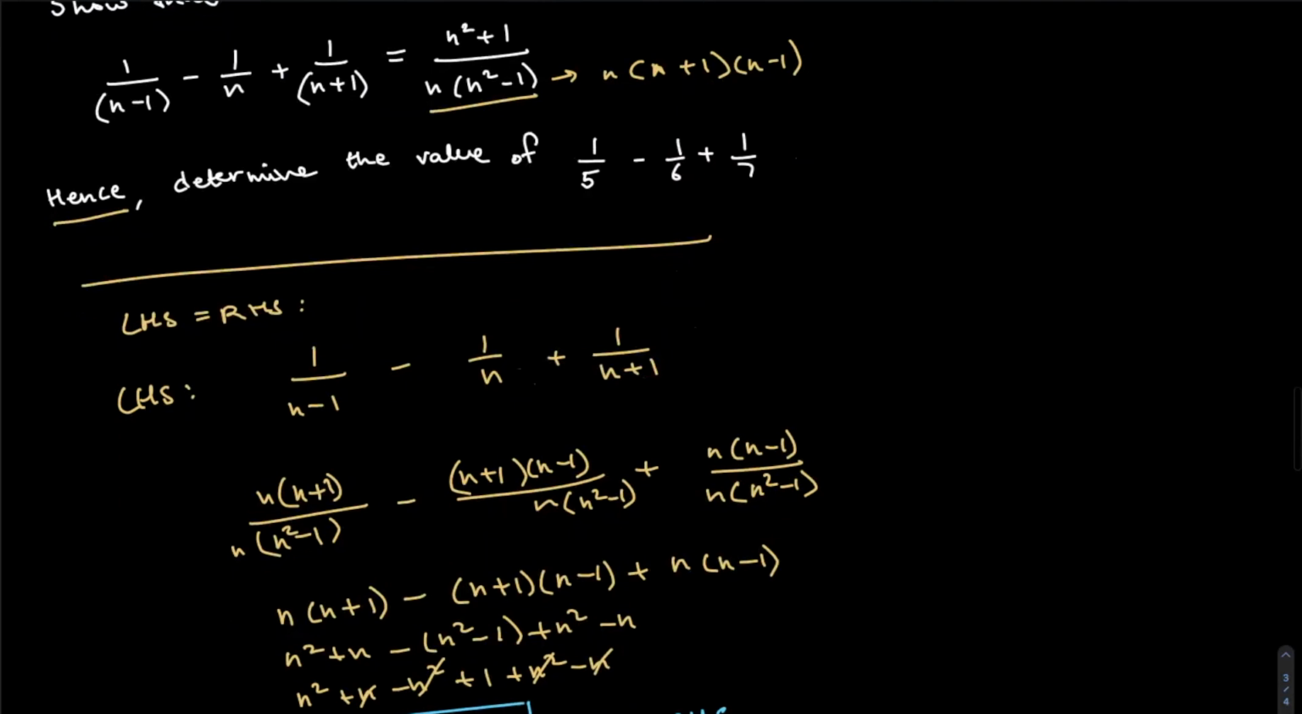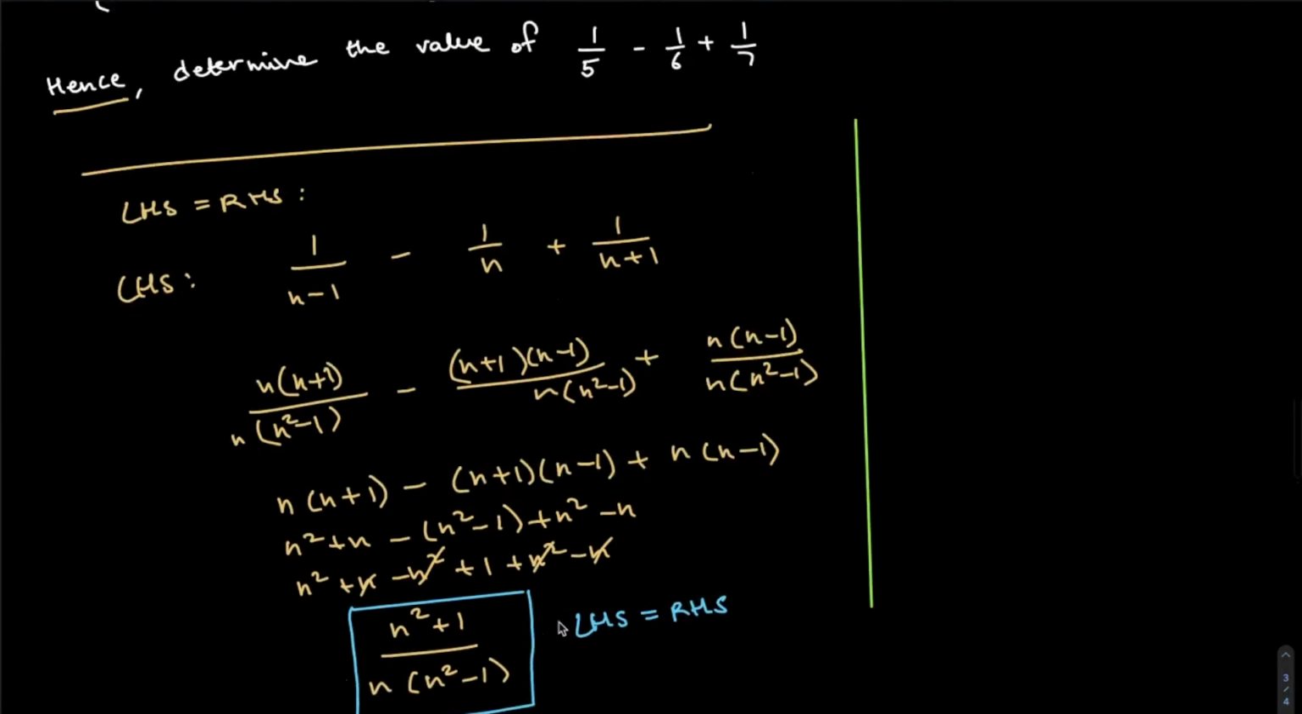So now we can go ahead and solve for the second part, which is just asking us to find the value of 1 by 5 minus 1 by 6 plus 1 by 7. Now, you can't just do normal arithmetic and solve it. That would be incorrect, and the examiner will not give you any marks for that. You have to use the previously solved material and work with that.